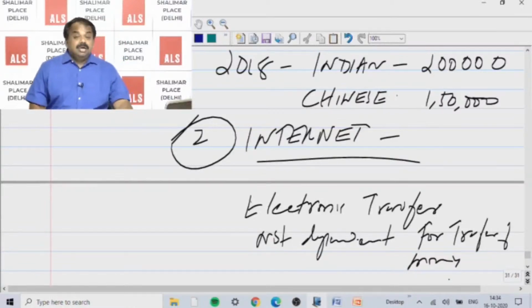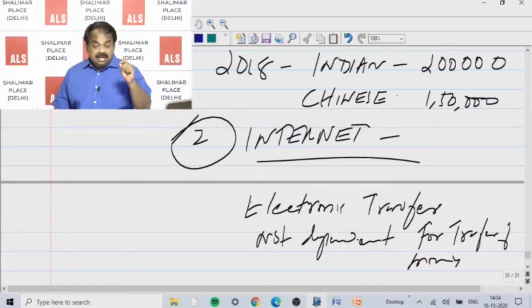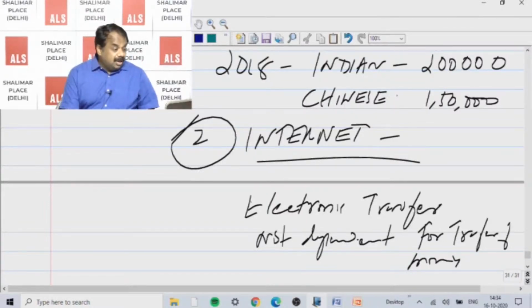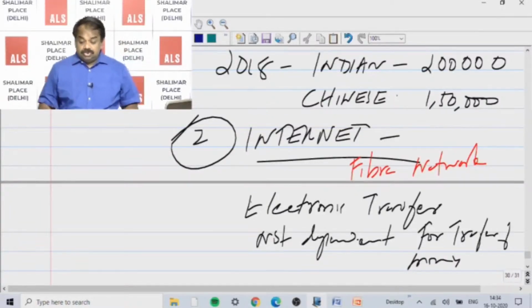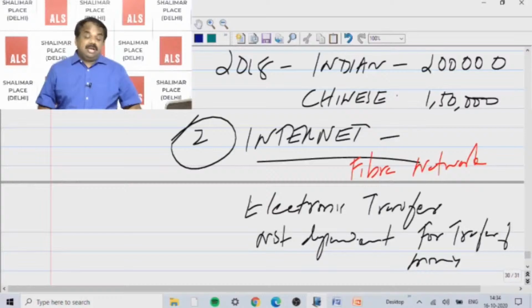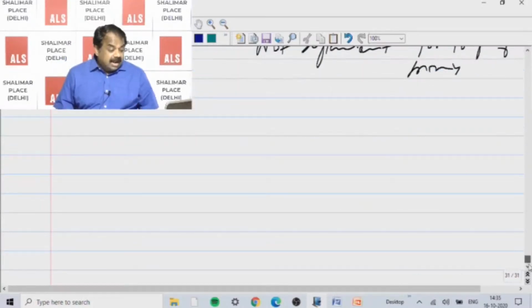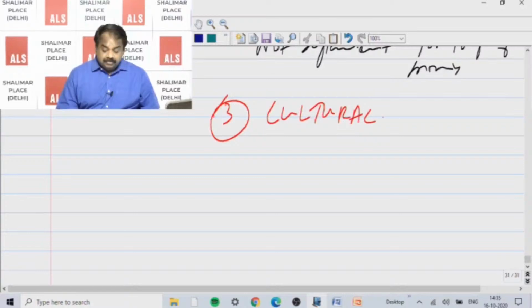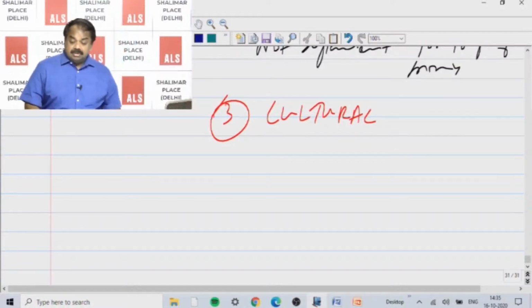Okay. And now they have already linked China with a fiber network. Already Nepal, China fiber network is there. Fiber link. So that will reduce the connectivity problem. As far as the information connectivity and things like that, they are very easily managed. And the third aspect is the cultural aspect.